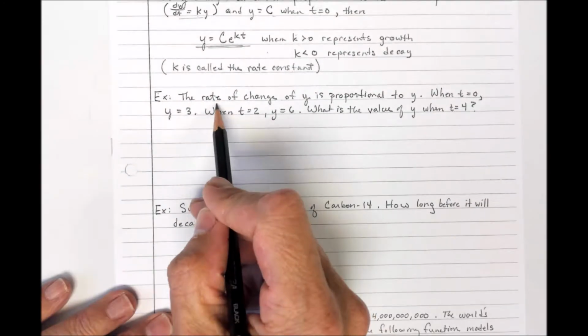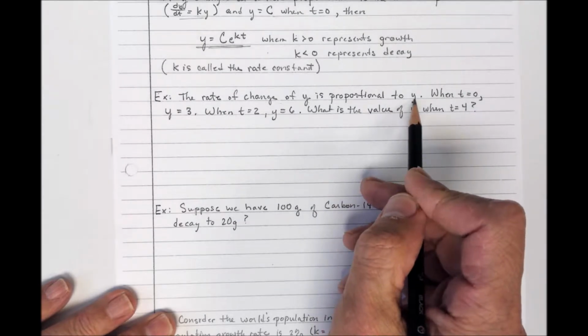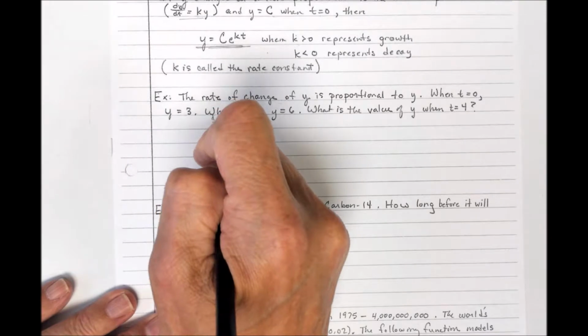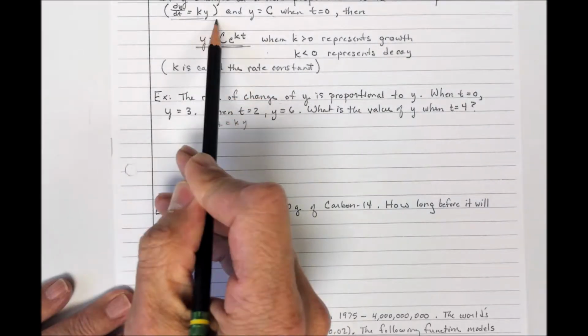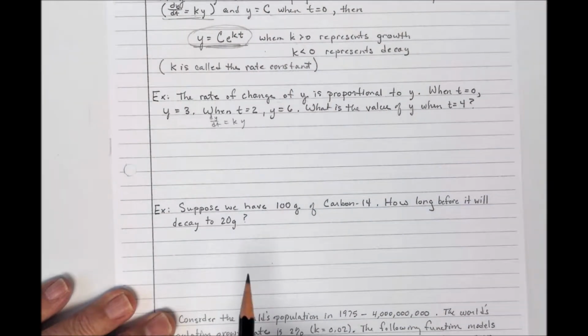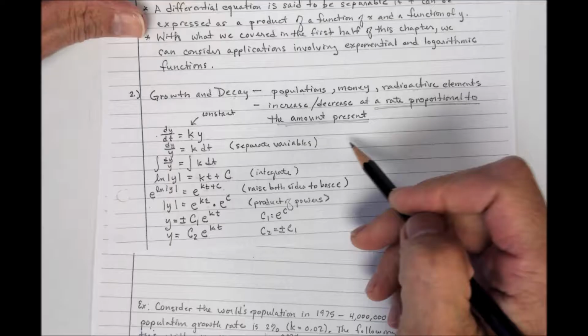So let's try an example here, something very basic, something you would see in an algebra book. It says the rate of change of y is proportional to y. Now, what that means is dy/dt is equal to k times y. I just showed you here that when that's true, we get this. You don't have to solve it every time, but you should be able to solve it as I showed in the previous steps here. You should be able to do these steps.